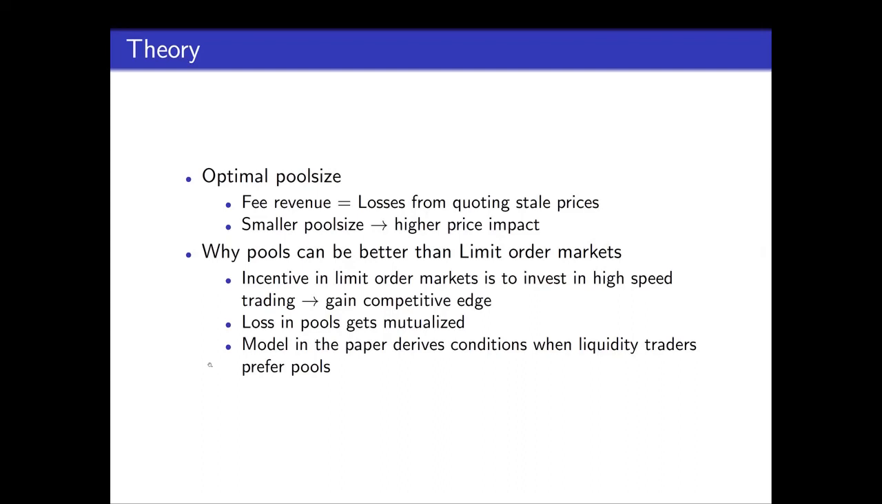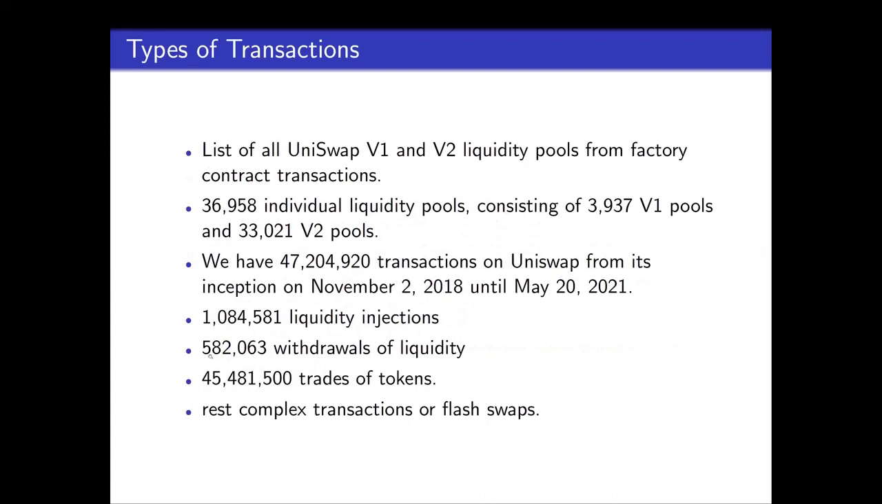So in the paper, we derive some condition when these liquidity traders actually prefer pools over a limit order market. To take this to the data, we collect information on all the Uniswap liquidity pools, and so we have about 36,000 individual liquidity pools. There was a version 1 of the protocol that started in 2018 and was replaced with version 2 throughout the sample period. So we have more V2 pools than V1 pools.